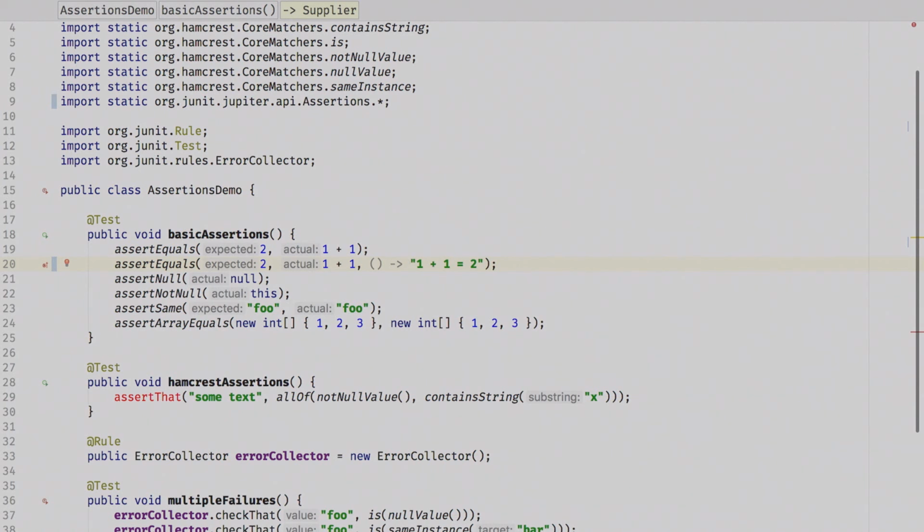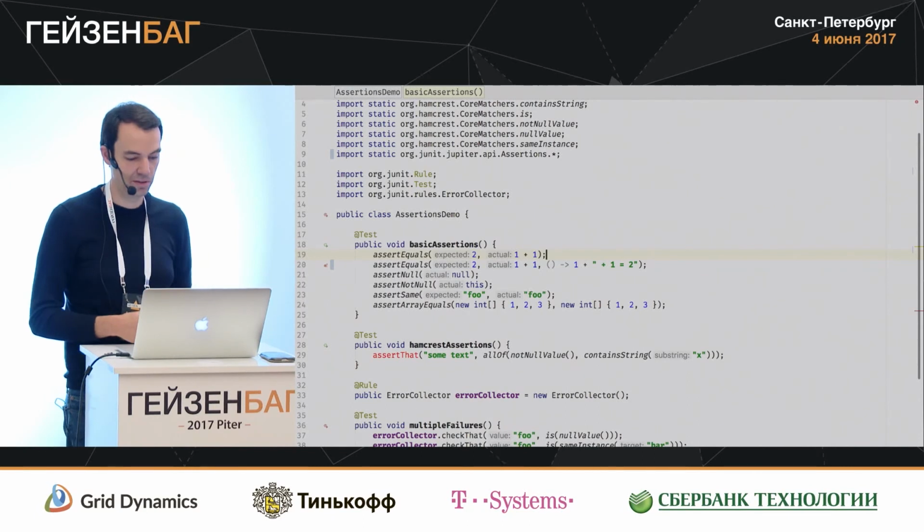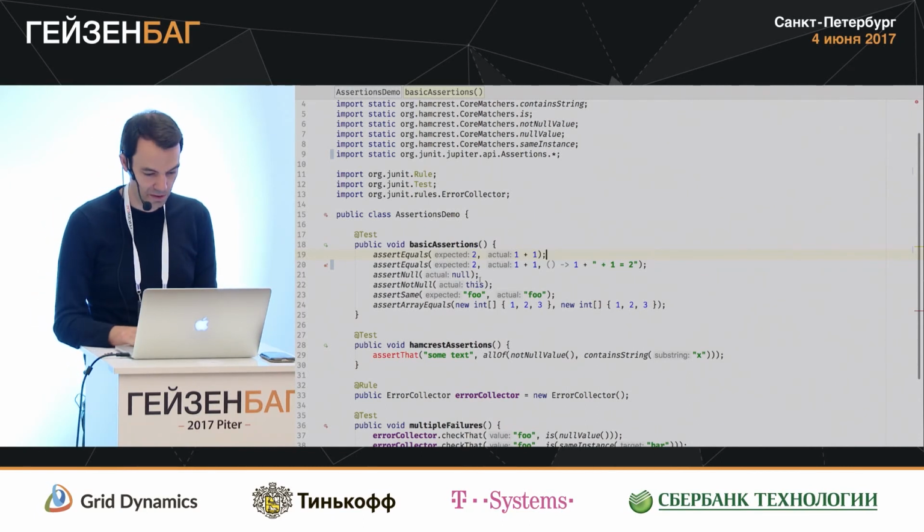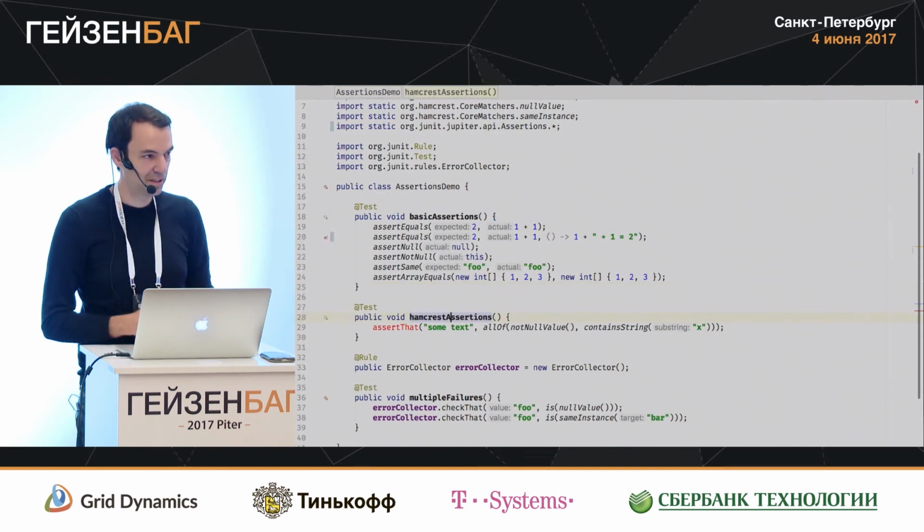So in this case, it doesn't really make any difference, right? Even if I write this like that, the compiler is smart enough to only do this once at compile time. But if I had some more expensive computation here, it would help me. I would save some time. All right. Moving on to Hamcrest.